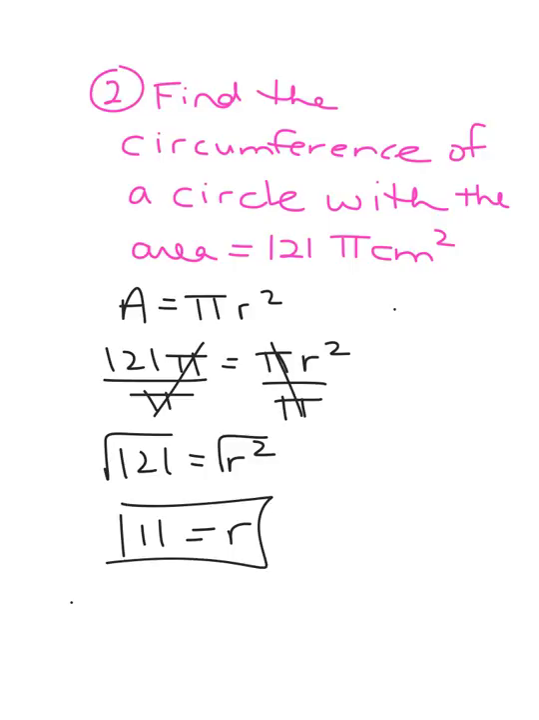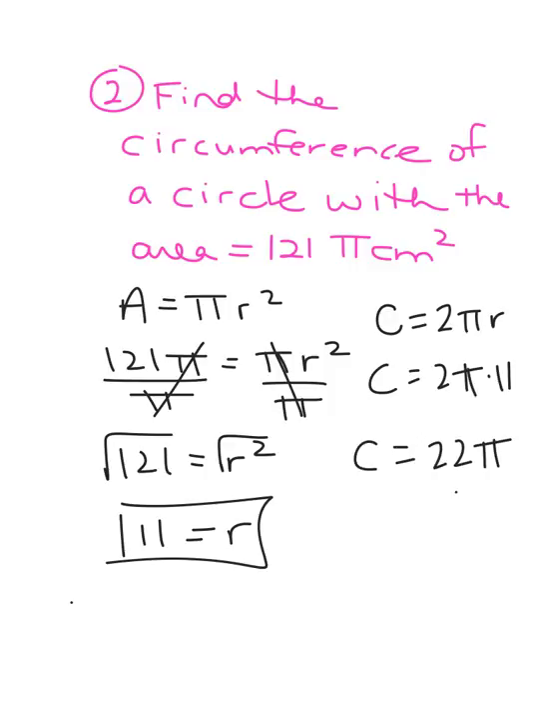I'll now use that in my circumference formula. Circumference is equal to 2 pi r, so I know that's equal to 2 pi times 11. So I know my circumference is equal to 22 pi centimeters.